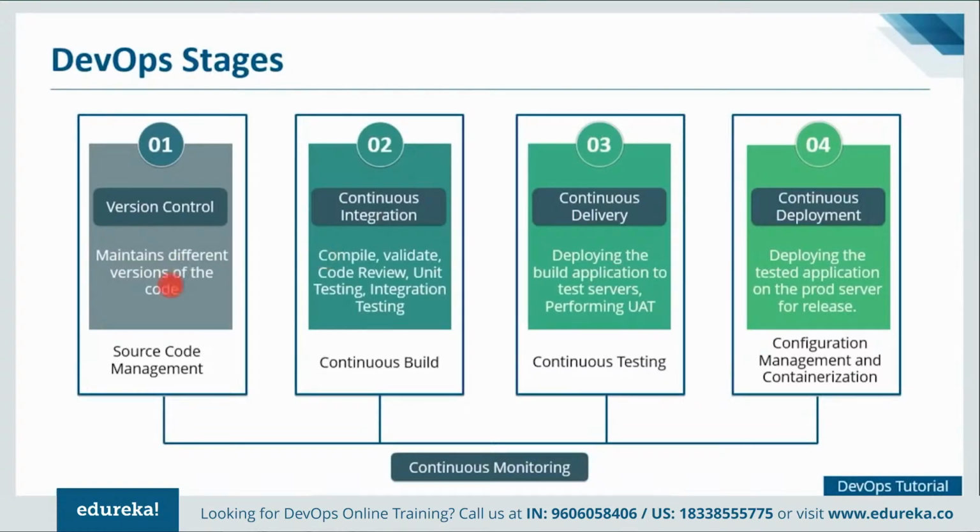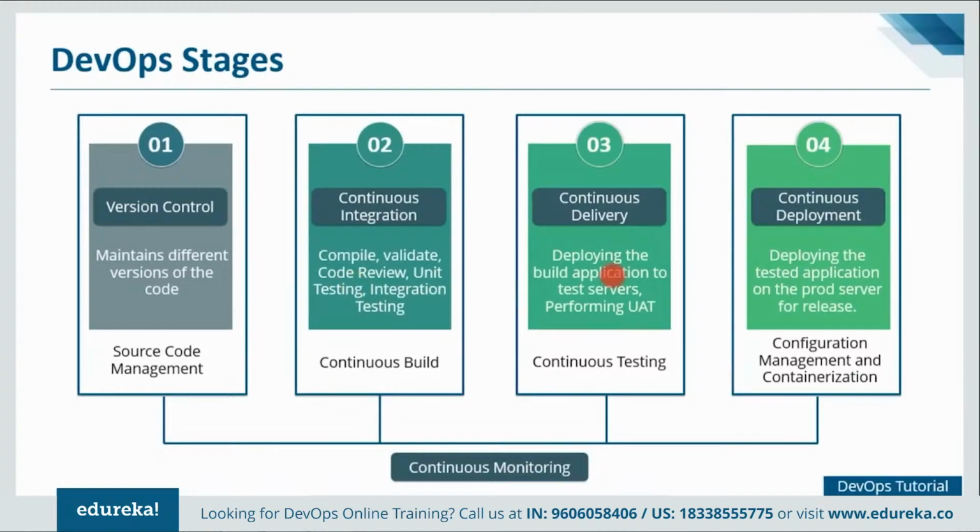What I mean by that, suppose any developer made a change in the source code, a continuous integration server should be able to pull that code and prepare a build. Now, when I say build, people have this misconception of only compiling the source code. It is not true, guys. It includes everything, starting from compiling your source code, validating your source code, code review, unit testing, integration testing, etc., and even packaging your application as well.